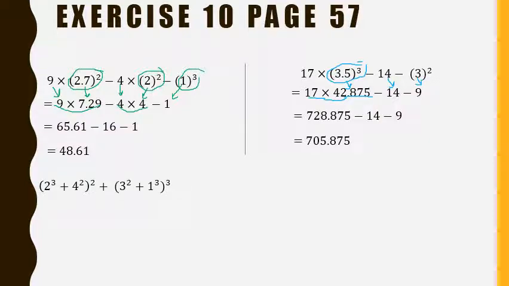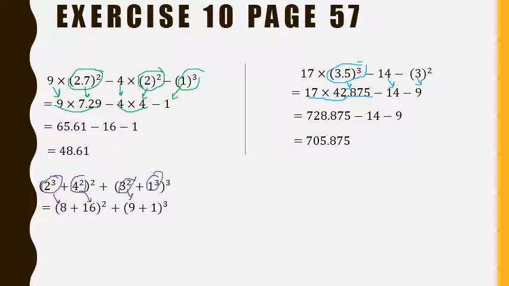Now, here inside the parentheses, I have something to solve: 2 cubed plus 4 squared, all to the power 2. So what to do here? Look, honey, I have to start by 2 power 3. As I told you, it's 2 times 2 times 2, which is 8. So inside the parentheses, I write 8 plus 4 squared, which is 16, all to the power 2, plus inside the parentheses, 3 squared is 9, and 1 cubed is 1.